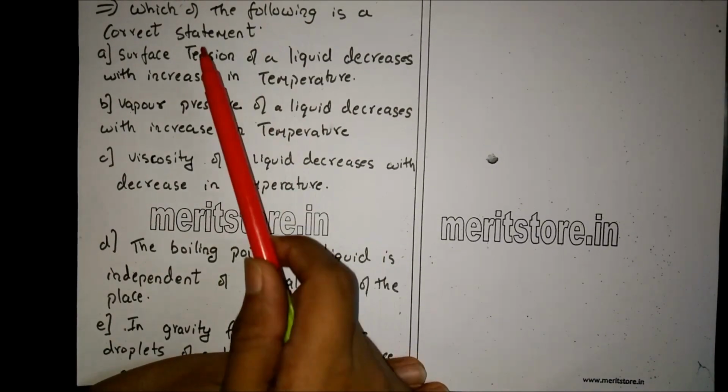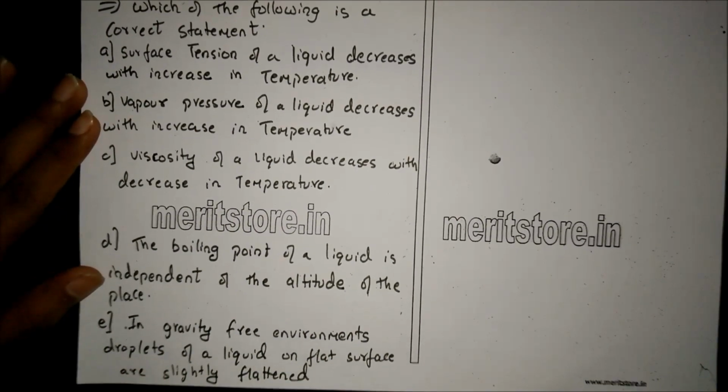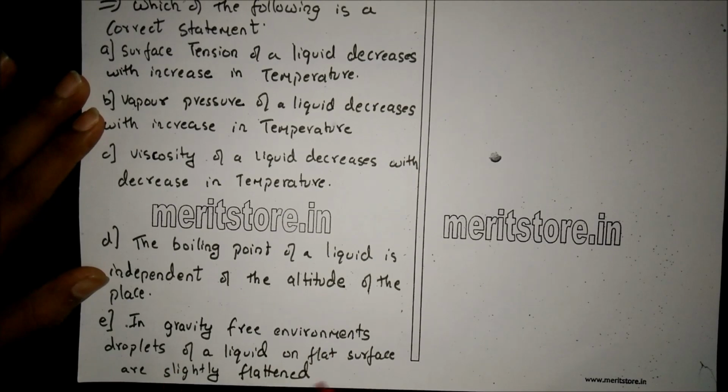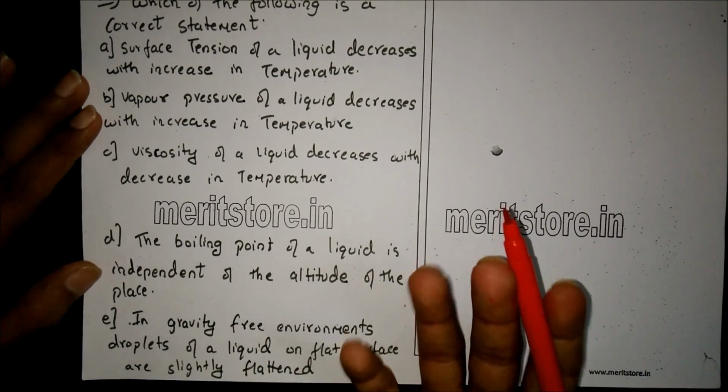Which of the following is a correct statement? Now, I will go statement by statement and explain. In option E, in gravity-free environments, droplets of a liquid on a flat surface are slightly flattened, which is not correct because in gravity-free environments, there is no gravity for the liquids to drop. Therefore, the liquids do not drop.